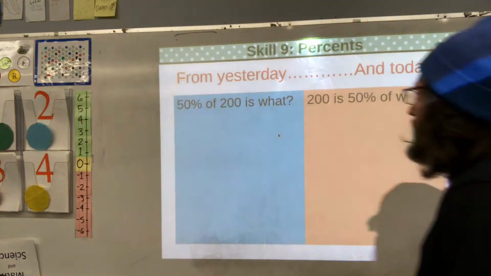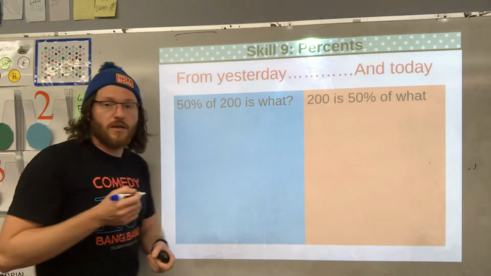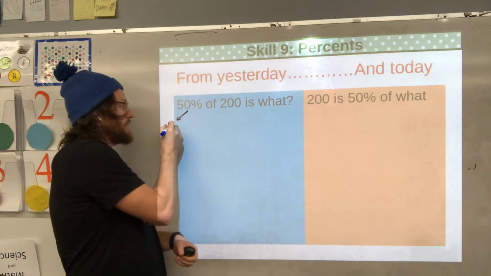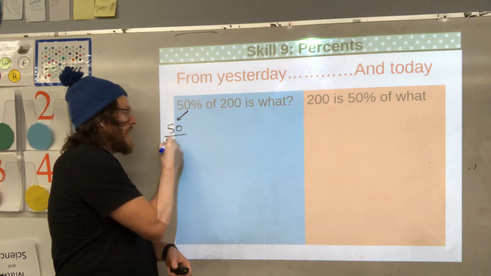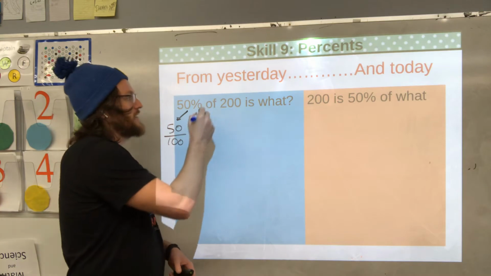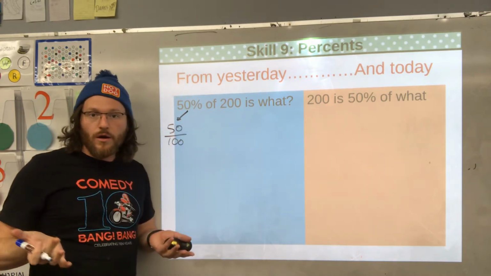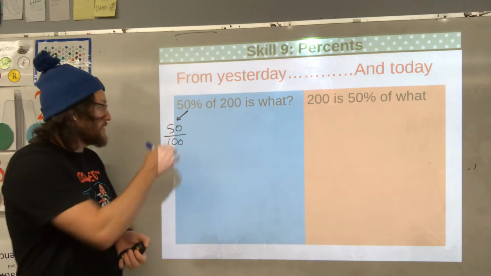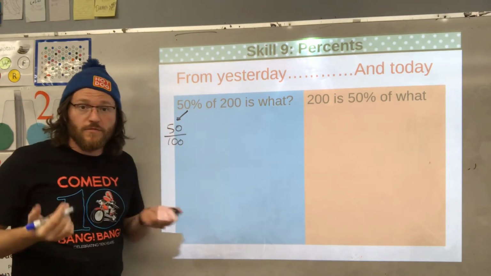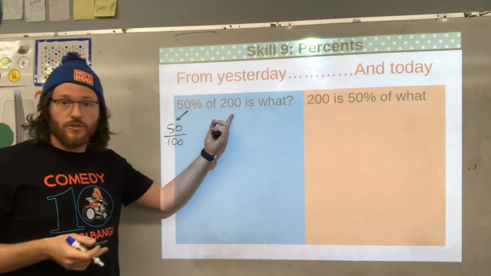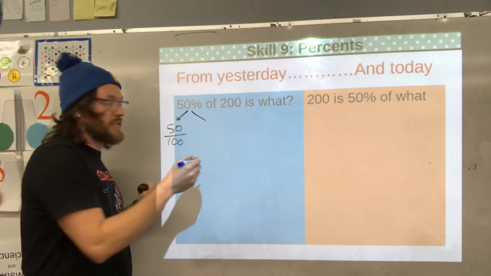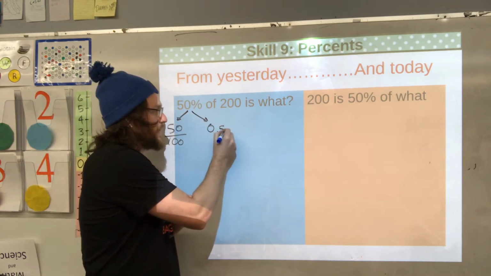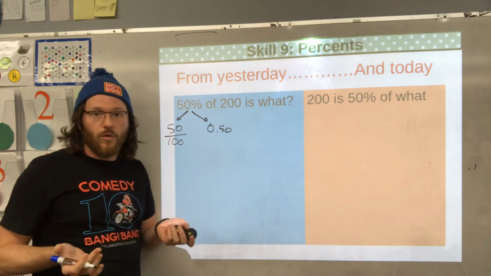So if I had this problem yesterday, 50% of 200 is what? Yesterday we talked about how we can turn this number into either a fraction, 50 out of 100. Remember, percent has "cent" in the word. 100 cents in a dollar, 100 years in a century. Cent means 100. So 50 parts out of 100. It's a way for us to look at a part of what we're starting with. We can also look at this with decimals. 50% as a decimal is 0.50. And we can do our work that way.